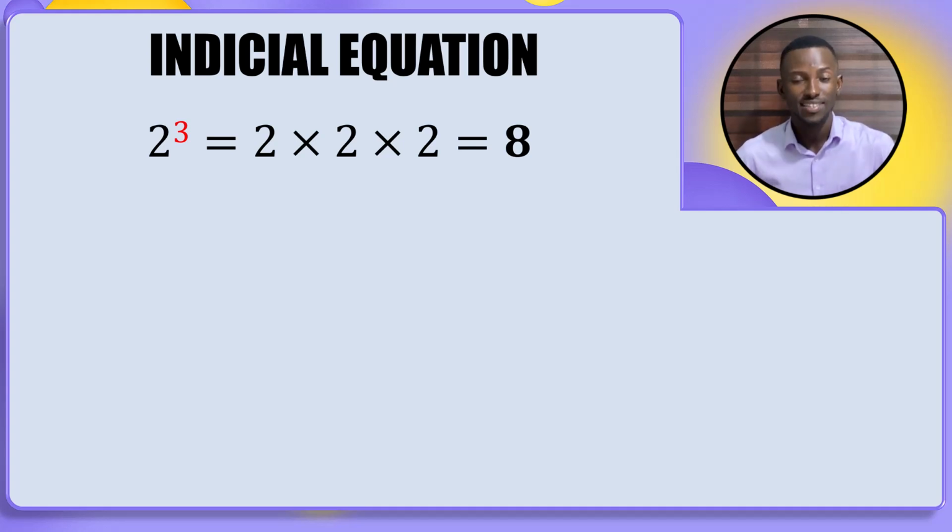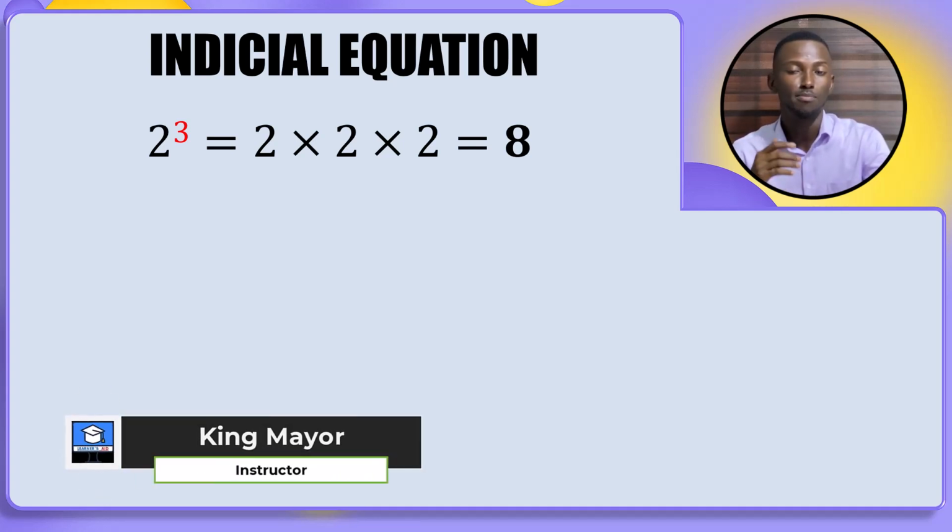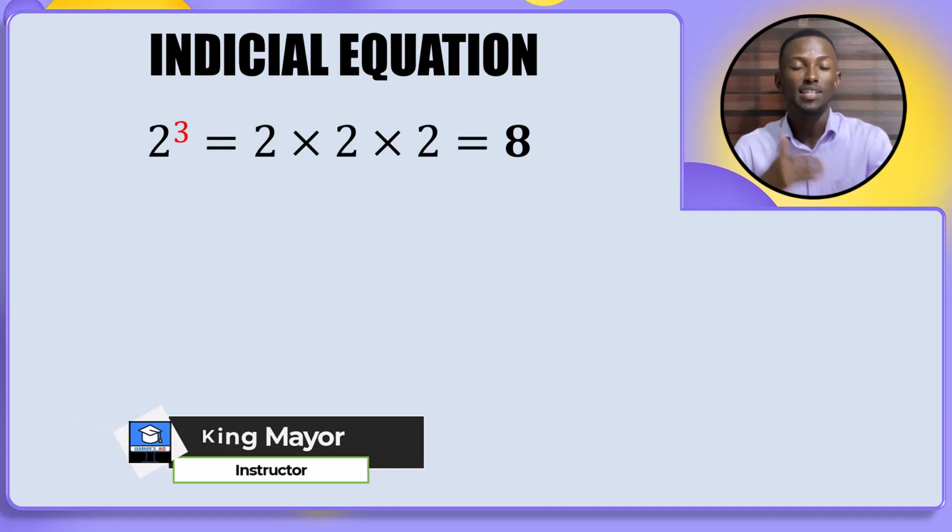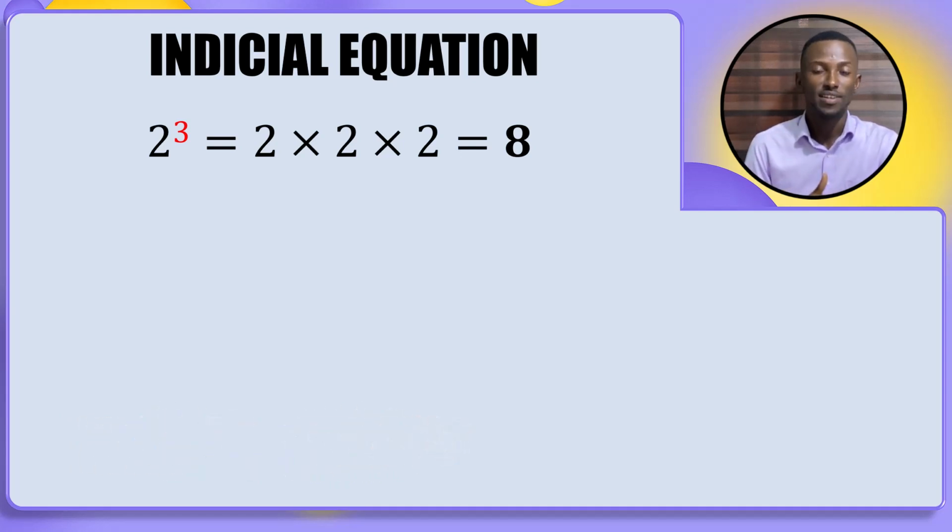In our previous lesson on indices, we established some important facts. One of them was that indices refer to an easy way of expressing repeated multiplication. For example, instead of writing 2 times 2 times 2, that is multiplying 2 by itself 3 times, we prefer to write 2 to the power 3. And 2 to the power 3 is the same as 8.